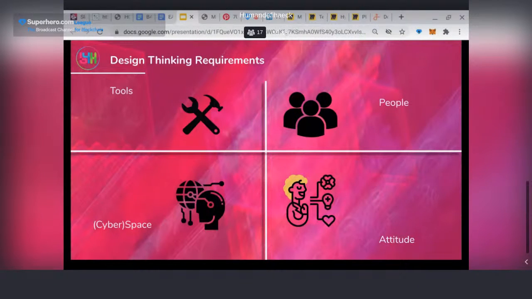So we need, at a macro level, these four requirements. The first one is, of course, the people. We need a team. If we have a team of diverse people that are related with the business part of the product, with the technology part, and also with the market part, and if you have more profiles there, the better. Then we need some tools.